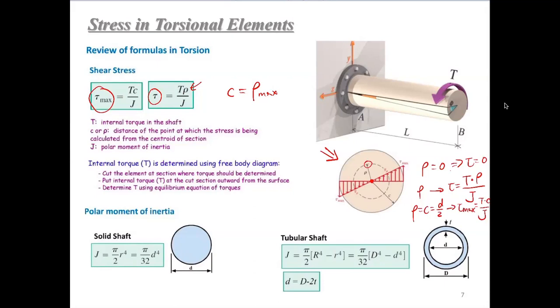Then the internal torque T is determined using a free body diagram. You should have learned that in statics, so later we will review the whole process. Then the other parameter we will need to use is J, which is called the polar moment of inertia. This is the J, polar moment of inertia.